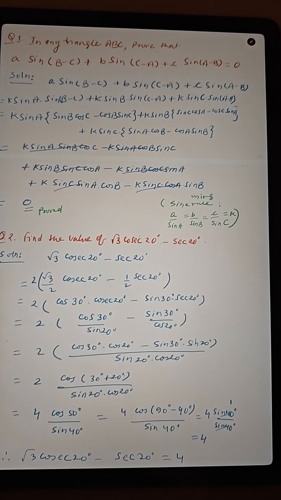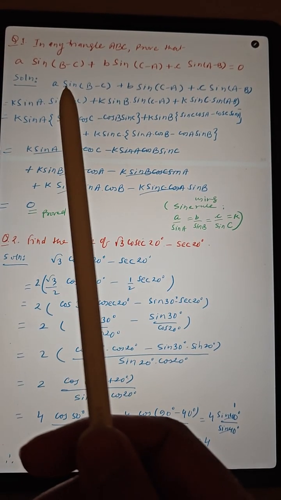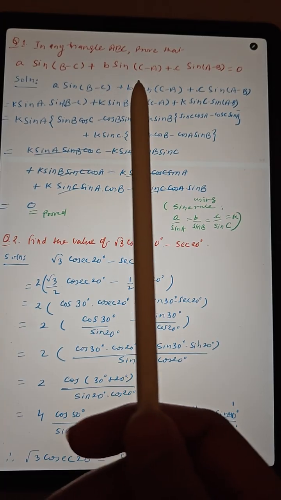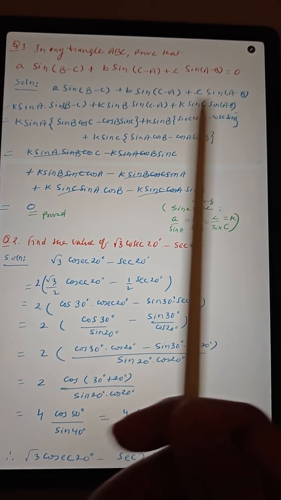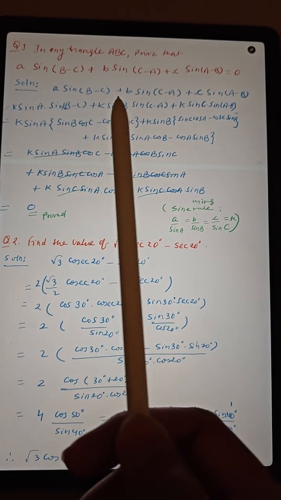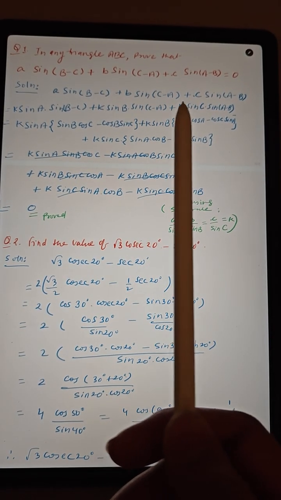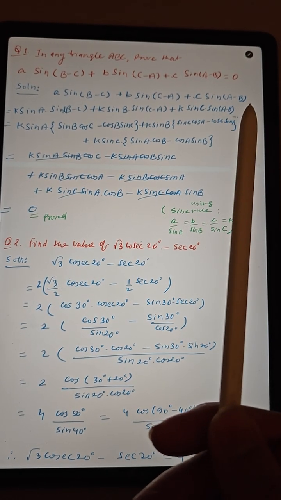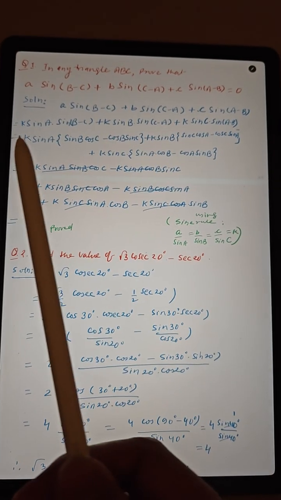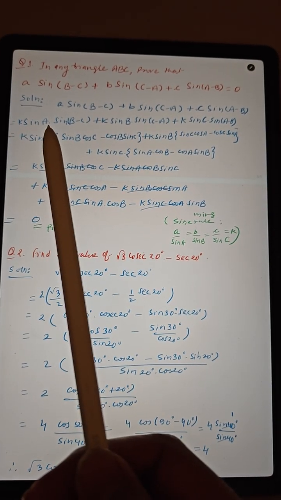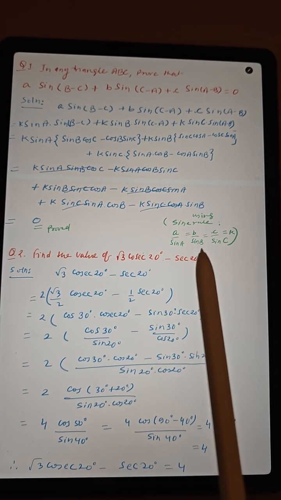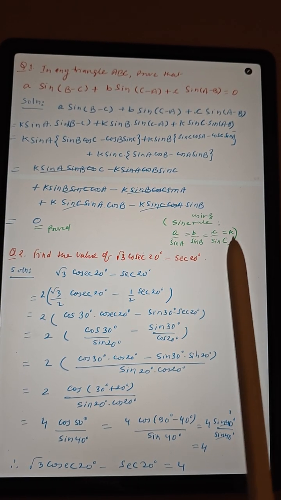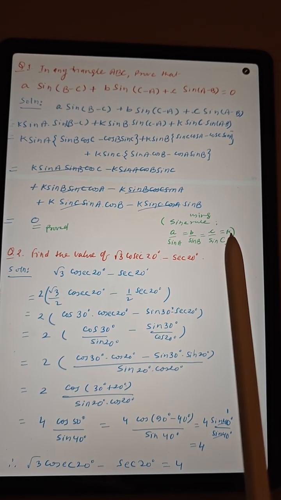In any triangle ABC, prove that a sin(B minus C) plus b sin(C minus A) plus c sin(A minus B) is equal to 0. Now a sin(B minus C) plus b sin(C minus A) plus c sin(A minus B) can be written in terms of k times sin A, because you know the sine rule: a upon sin A equals b upon sin B equals c upon sin C is equal to some constant.